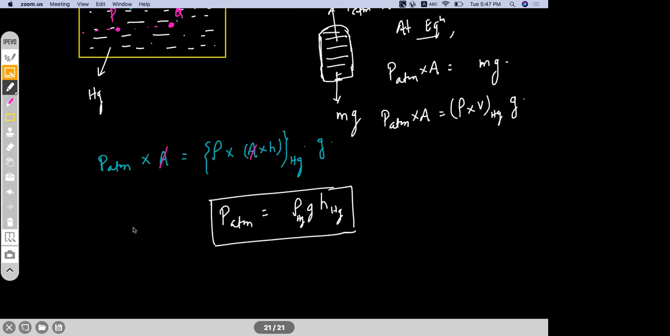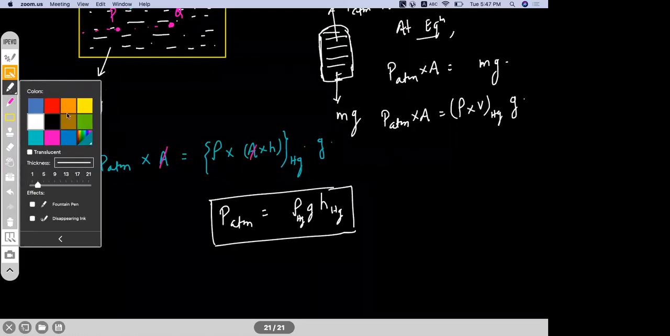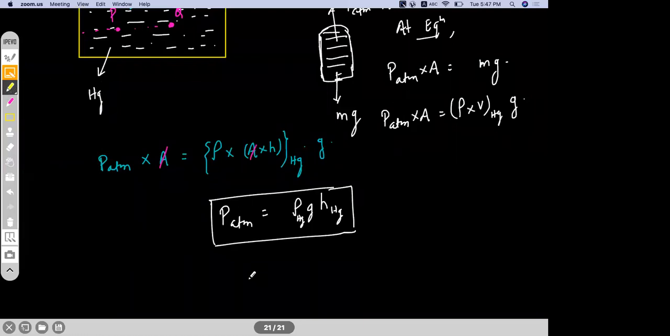Clear? Now for any liquid of height h and density rho, we can give the pressure as rho g h. It's a general thing, rho g h. Since we know the atmospheric pressure, we can find the height of the mercury column. What height of the mercury column exerts pressure equal to the atmospheric pressure? When you substitute all the values here, you will get the height of the mercury column, h of Hg, equals 76 centimeter.